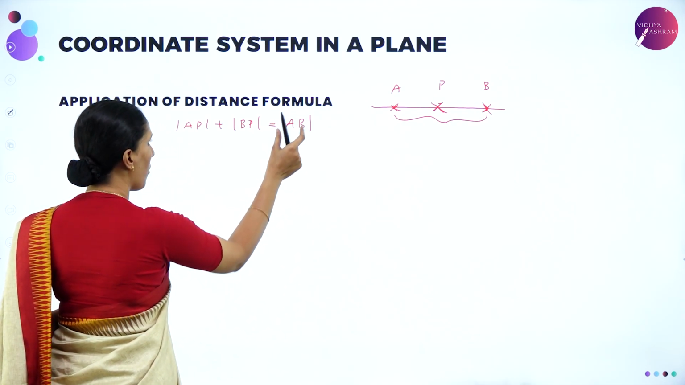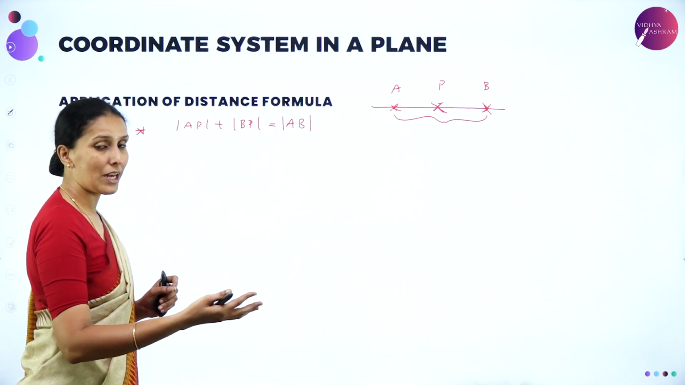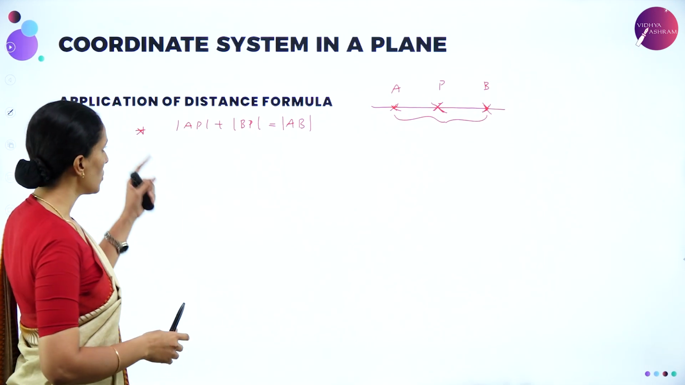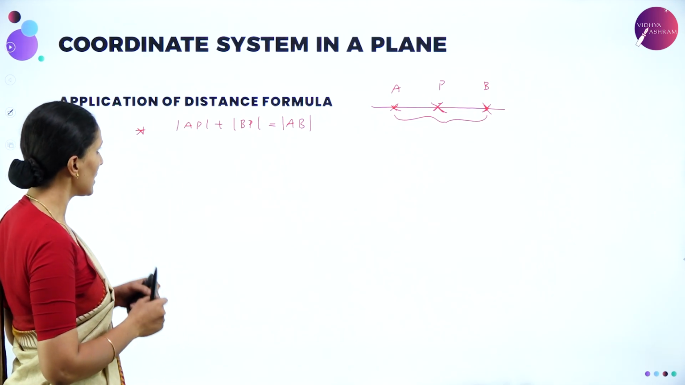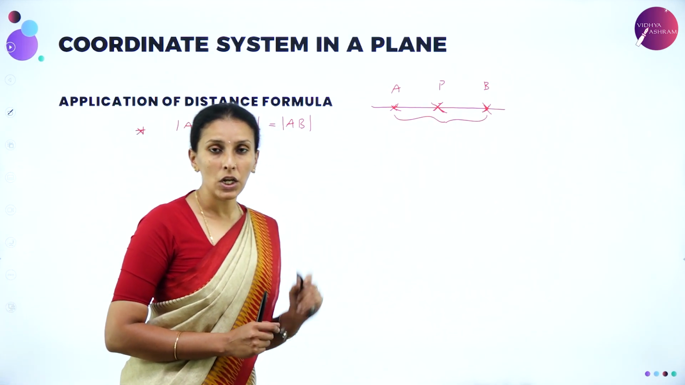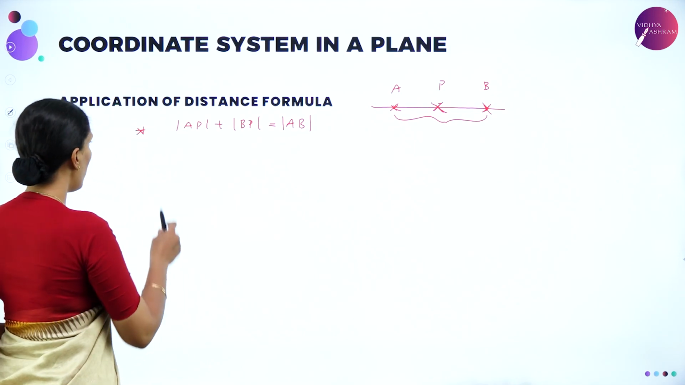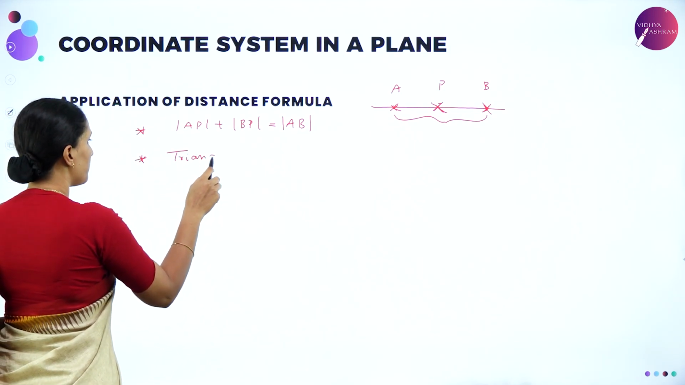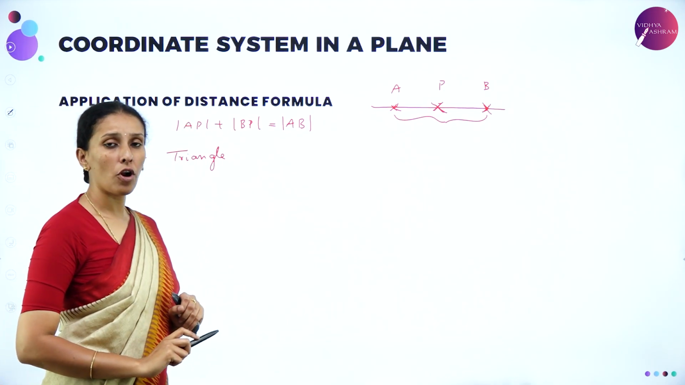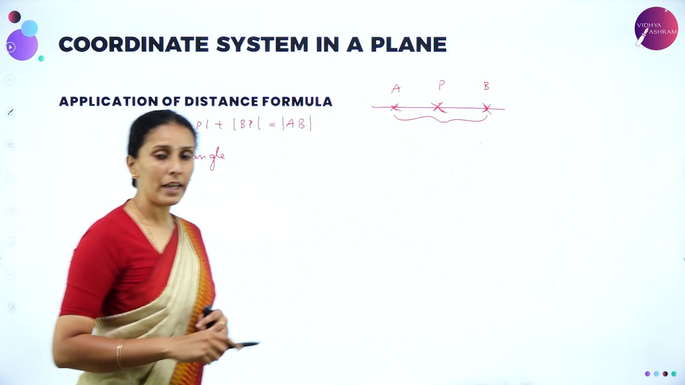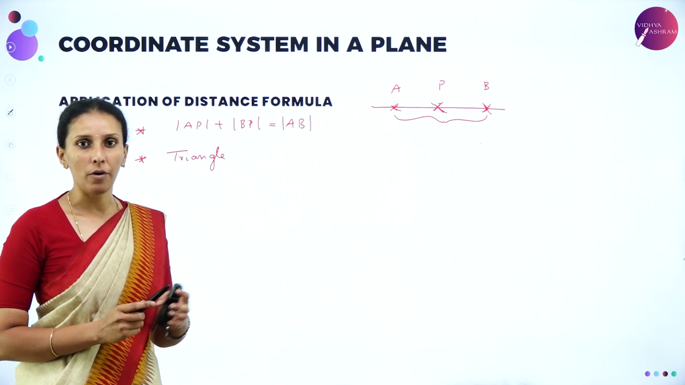So this indicates the modulus. Modulus means whatever the value you get, you should write it as a positive value since we are talking about the distance. So this is one of the applications of the distance formula, that is, we can prove that 3 points are collinear using the distance formula. One more thing is with triangles. If 3 points are not collinear, obviously they are non-collinear, and 3 non-collinear points will form a triangle.